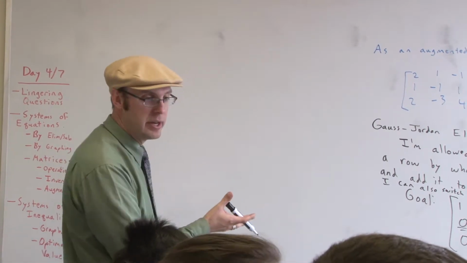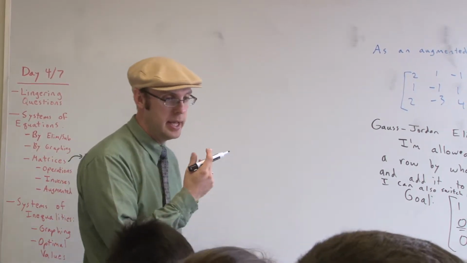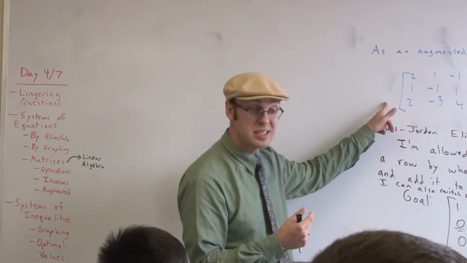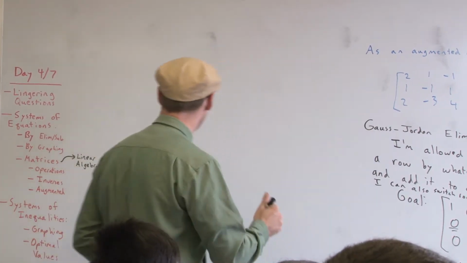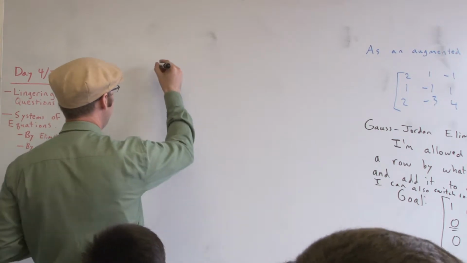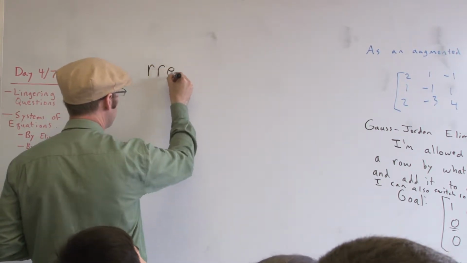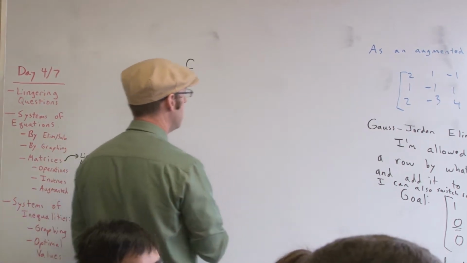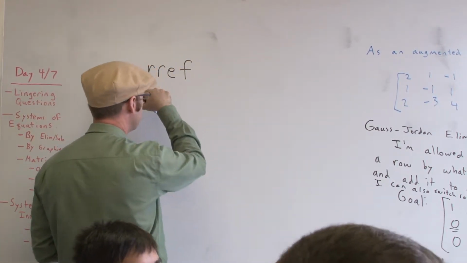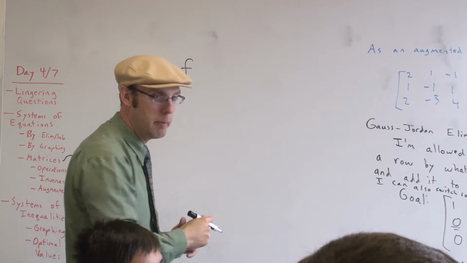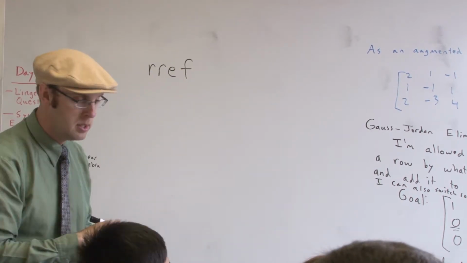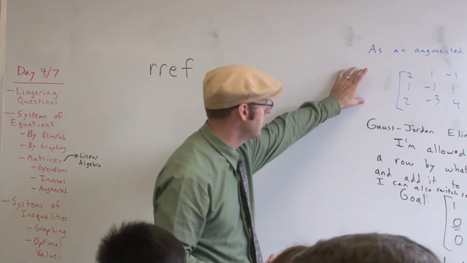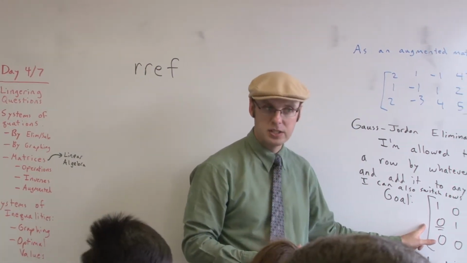But we do have a shortcut on this. All you have to do is enter this matrix into your calculator, and then under that Math tab, you have this button called RREF. So this stands for Row Reduced Echelon Form. And what that does is it will take any matrix and reduce it down as far as it can go.